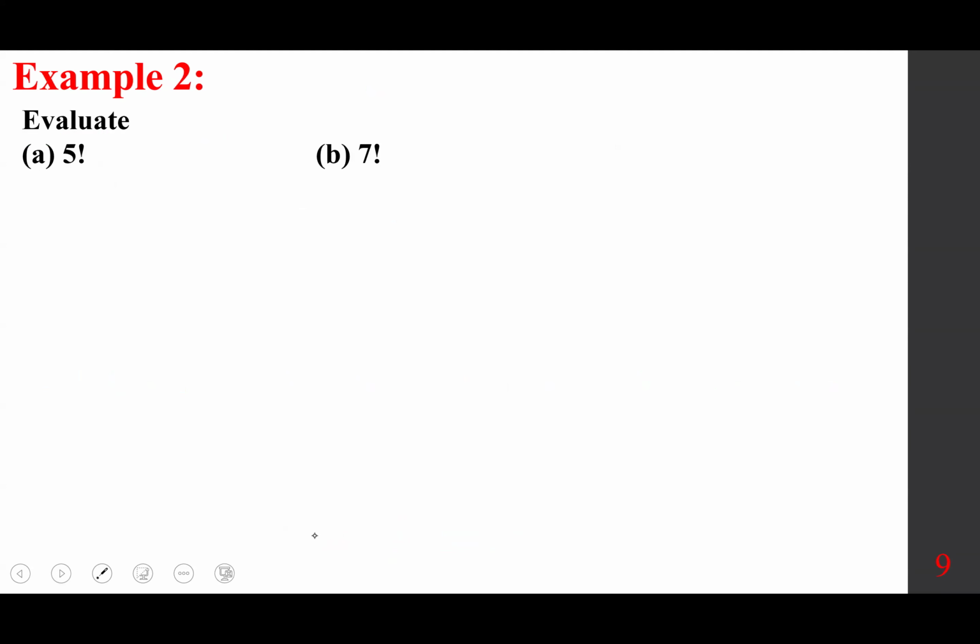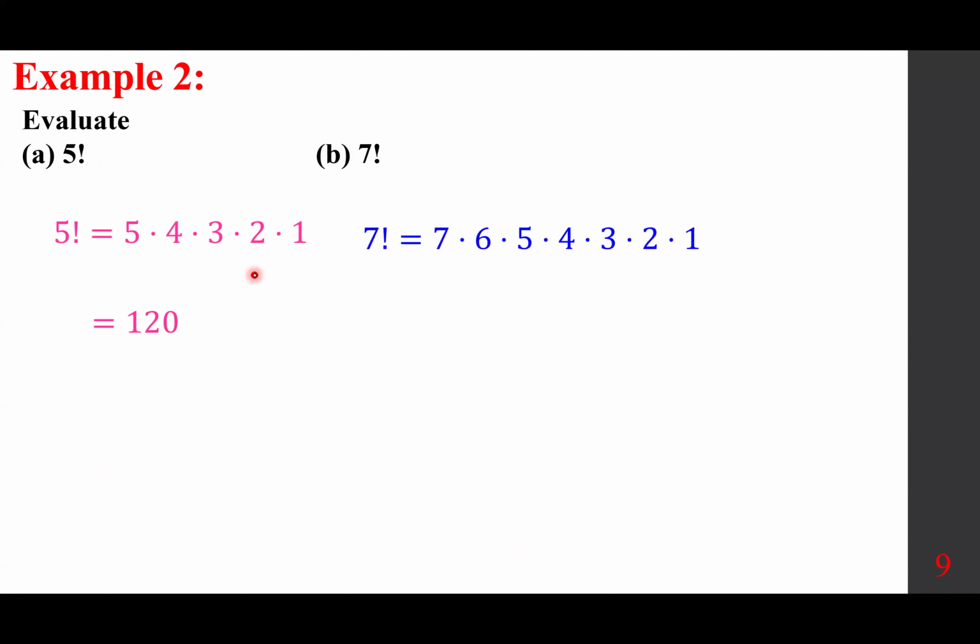Reminding you what we did, 5 factorial simply means multiply 5 all the way to 1, which is 5 times 4 times 3 times 2 times 1, 120. And 7 factorial is 7 times 6, 5, 4, 3, 2, 1, and you get 5,040.